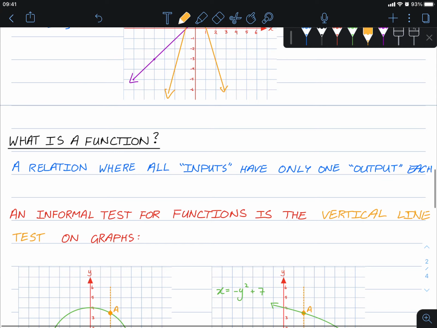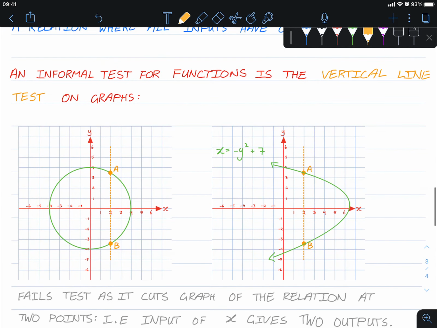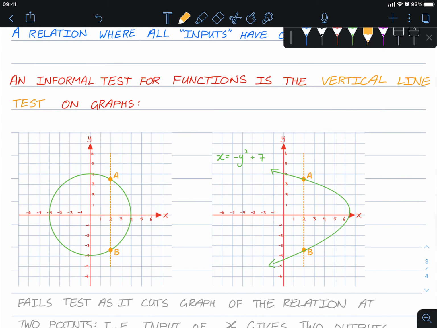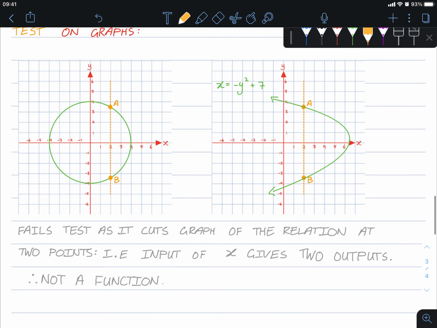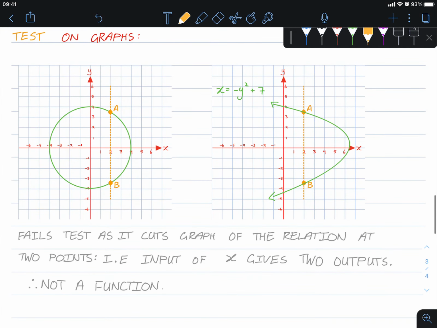So in summary, what is a function? A function is a relation where all inputs have only one output each. An informal test for functions is the vertical line test on graphs. So if you were to take any relation like this and draw a vertical line at any point, I've done it here, and if it cuts the graph of the relation at 2 points, in this case a and b, it is not a function.